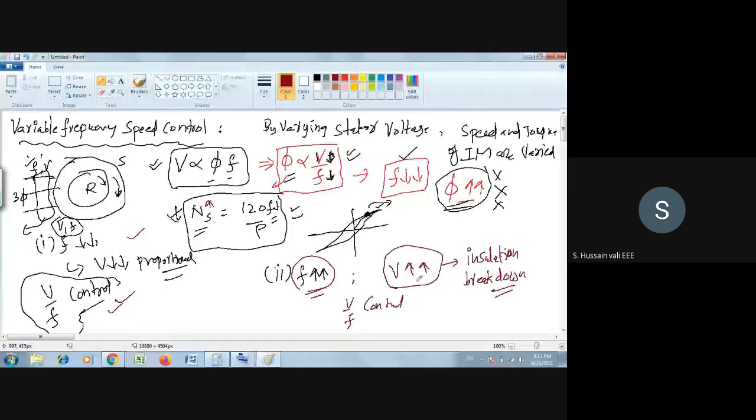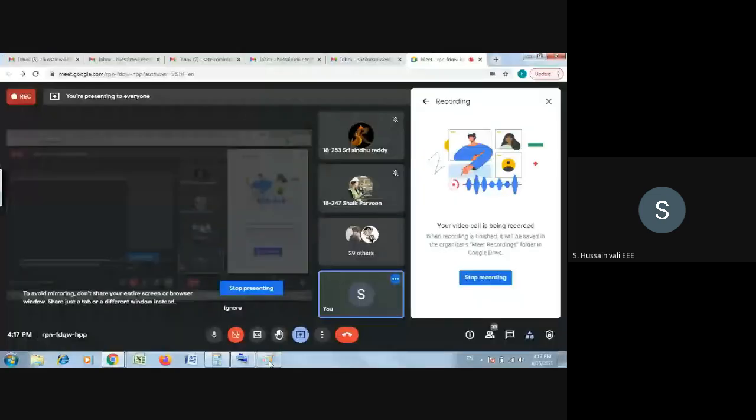But what is the problem if you increase the voltage? The insulation which you have provided in the induction motor for the rated voltage is not sufficient. If it is not sufficient, then insulation breakdown will occur. So to avoid this, you will not follow this method here, that is, V by F control you will not follow. Rather, when you increase the frequency, at those times you make the voltage constant. So this is what you do.